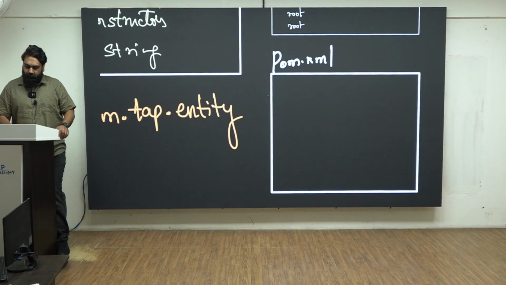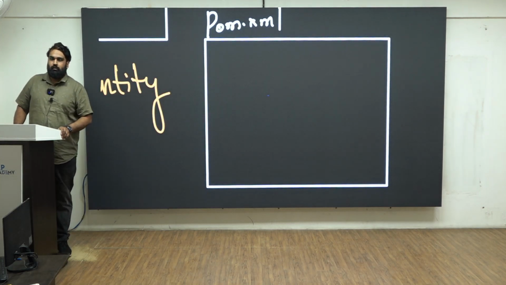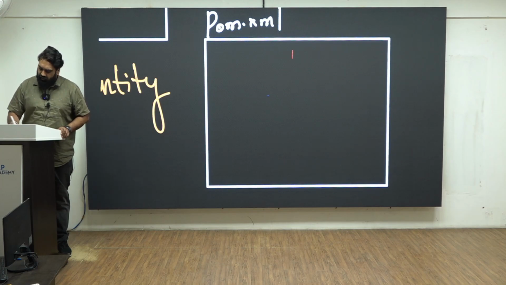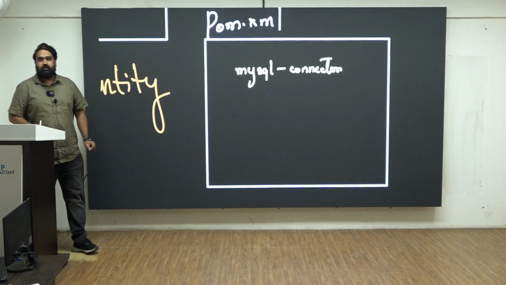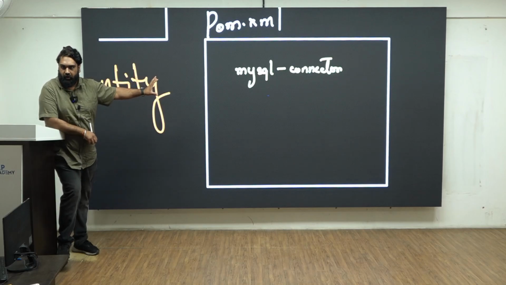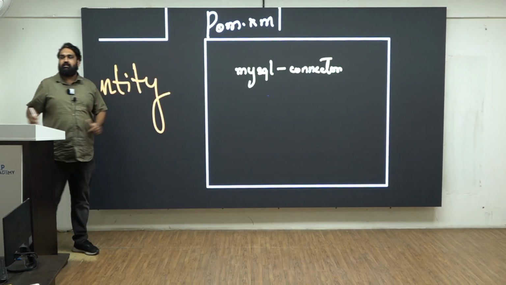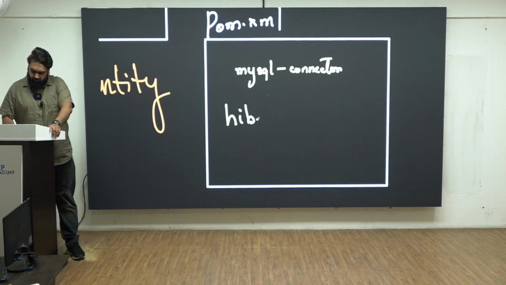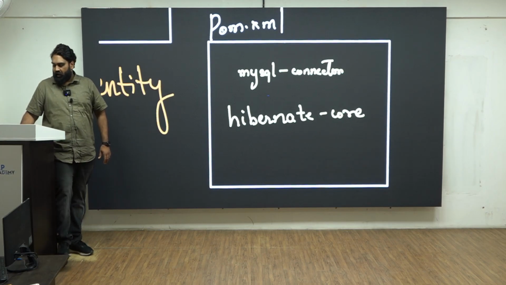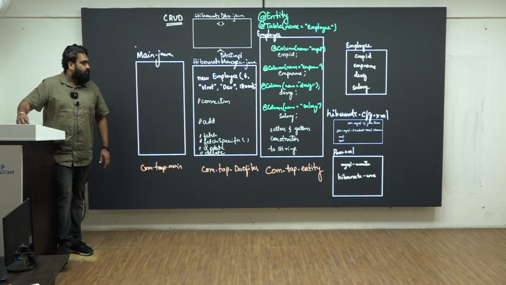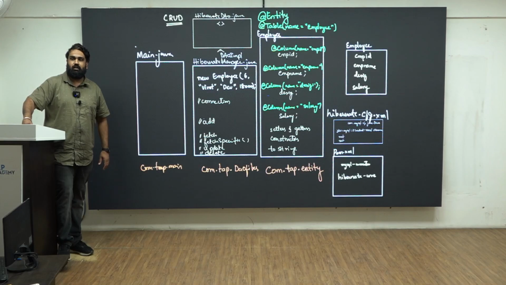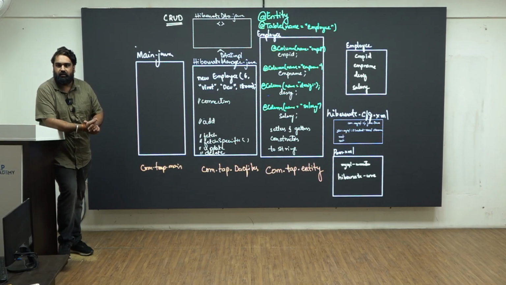Inside this pom.xml, what do I need, sir? In the pom.xml, I will write the code related to the MySQL connector. And since I am writing a Hibernate program, I will have to bring some dependency related to Hibernate, which is called the Hibernate core dependency. So I need the Hibernate core dependency and the MySQL connector jar.